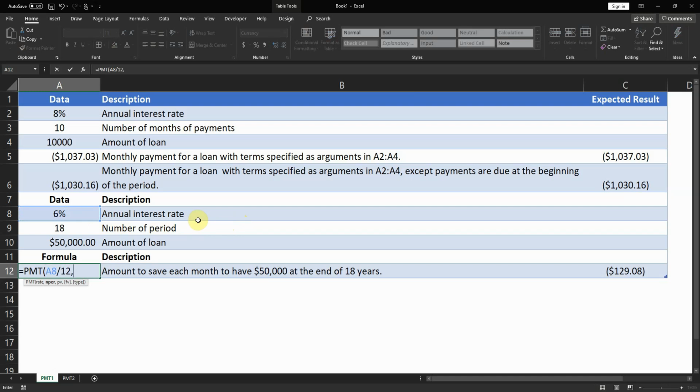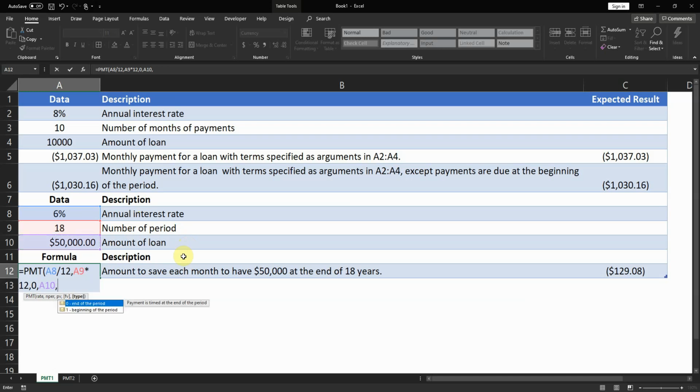Then we'll get the number of periods, which is 18 years. So we need to get the value in months, so we're going to multiply it by 12 months. And our next value is the present value. We don't know the present value because we want to compute how much we are going to save each month if at the end of 18 years our target value is $50,000. So our future value is 50,000.